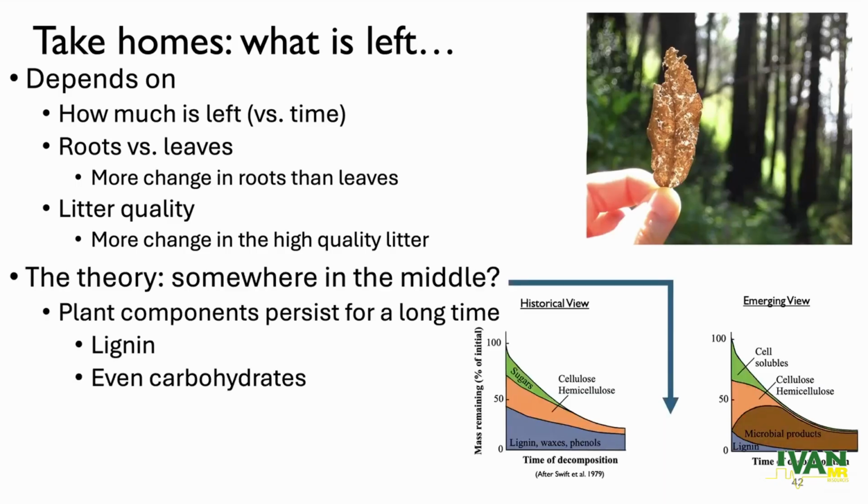So the theory, I showed you the historical view and this emerging view, and what we found was really somewhere in the middle, right? It's not all plant parts, and it's not all getting transformed into microbial stuff. Plant components are persisting for a pretty darn long time. 10 years is a while, especially in deciduous environments. So there was still lignin and even carbohydrates hanging out. But we did see this shift towards lipids and proteins, thinking of that as more microbial products and microbial stuff.